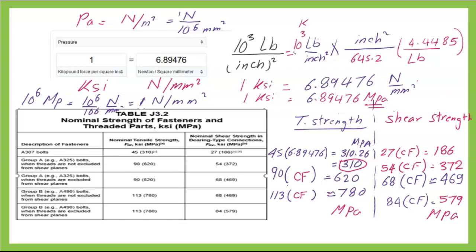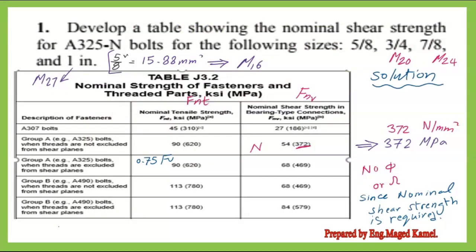For group B, for instance A490X, the nominal shear strength is 84 KSI multiplied by CF. We get the value of 579 Newton per millimeter square after rounding. To see our practice problem number 1, we move to the next slide.